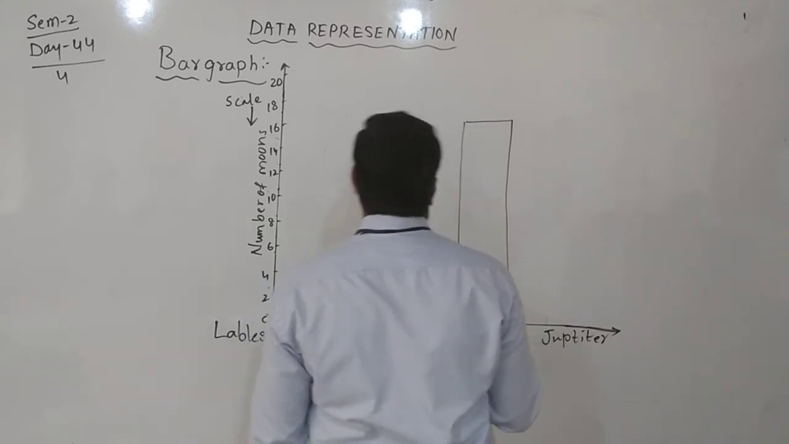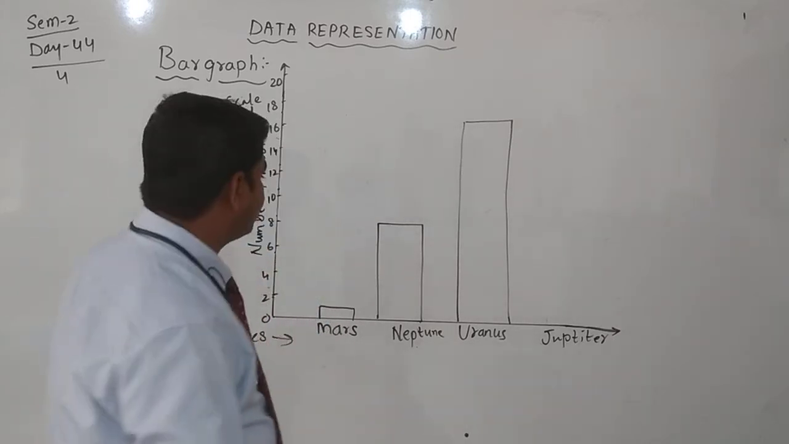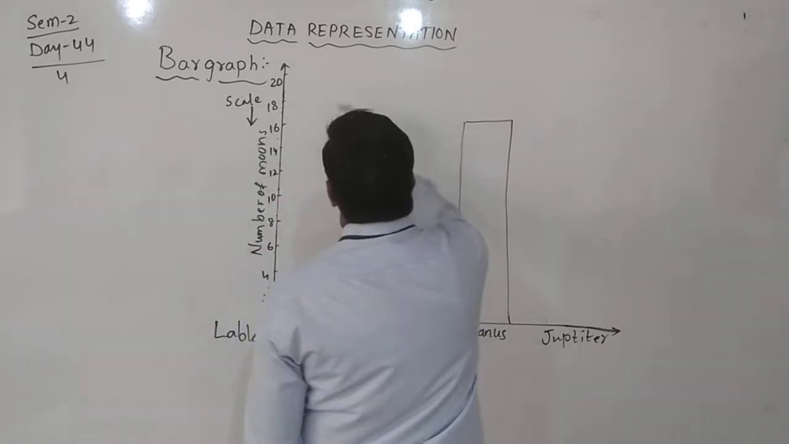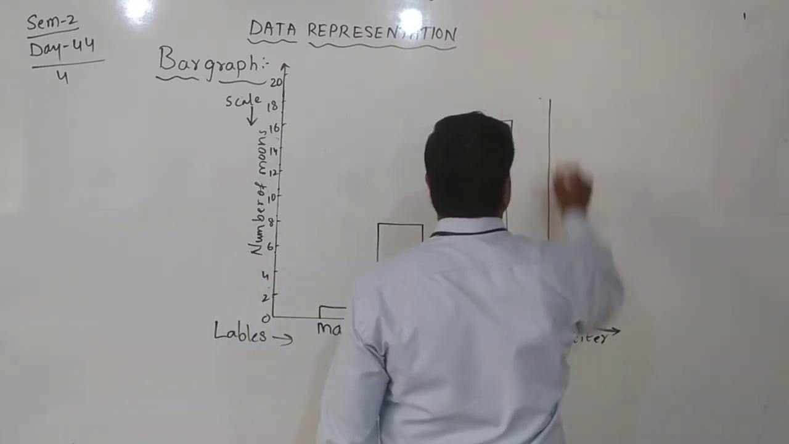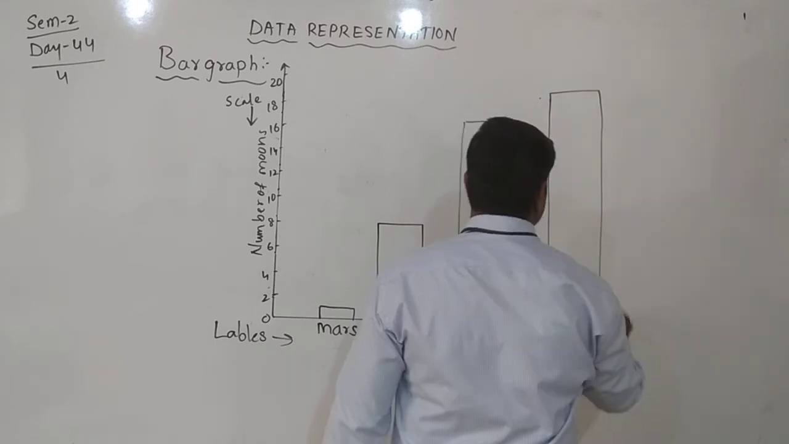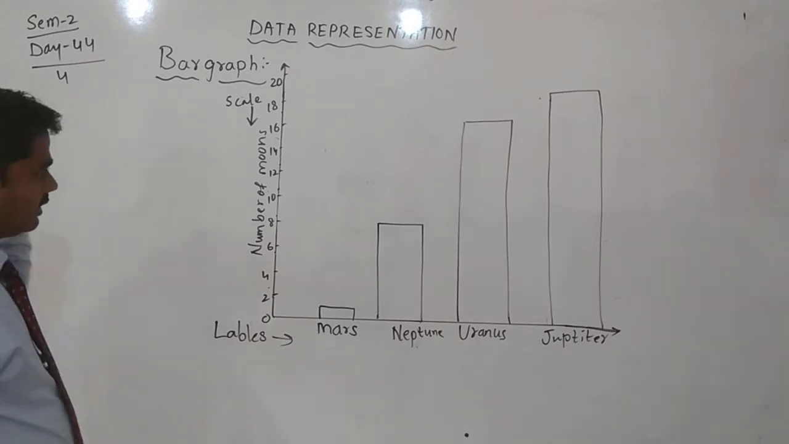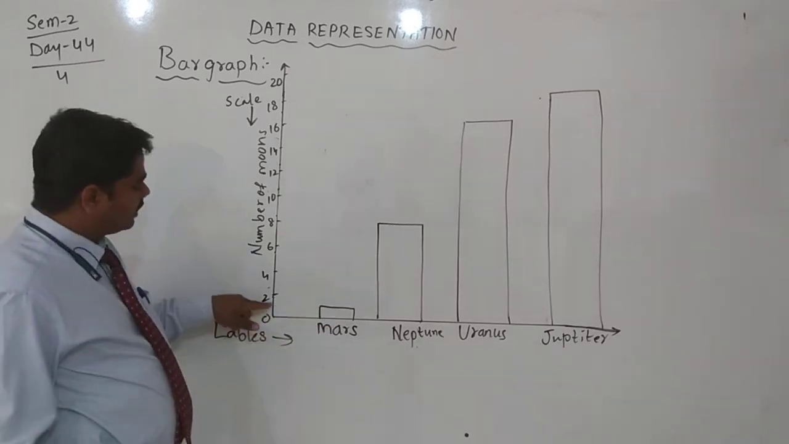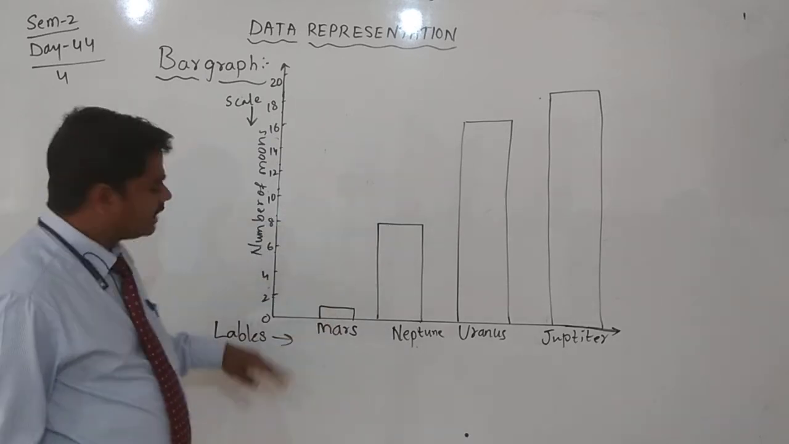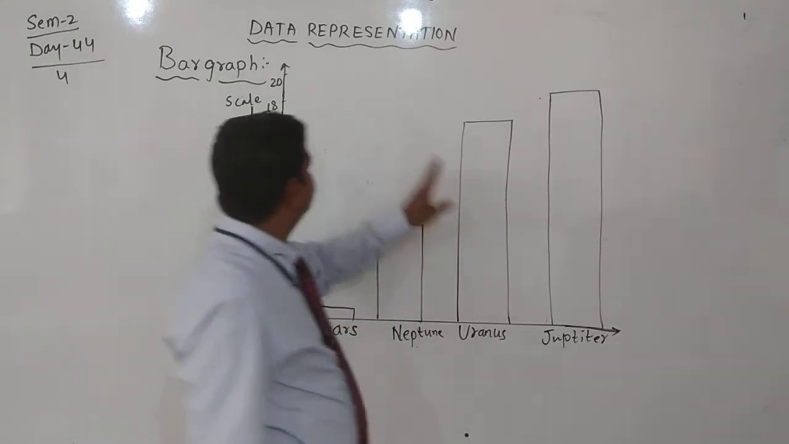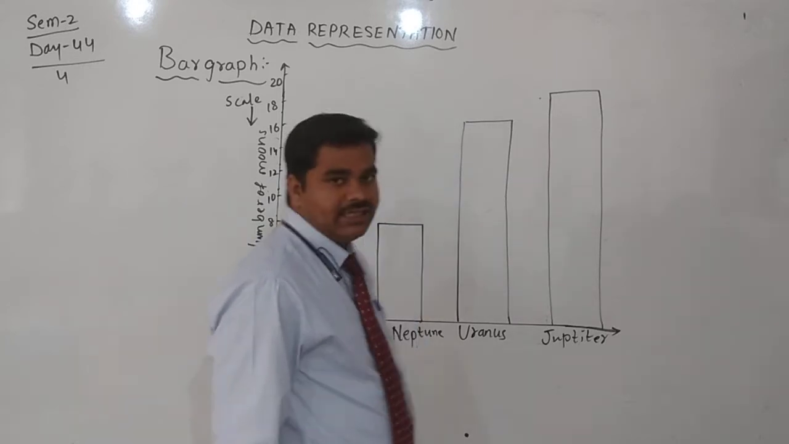Neptune's 8 moons are there, and Uranus 16. Jupiter's 18 are there. How many are there? 18. These are the moons. This is the graph given in your textbook. That is very simple. Mars has one moon, half of 2, so 1. Neptune has 8 moons, Uranus has 16 moons and Jupiter has 18 moons.